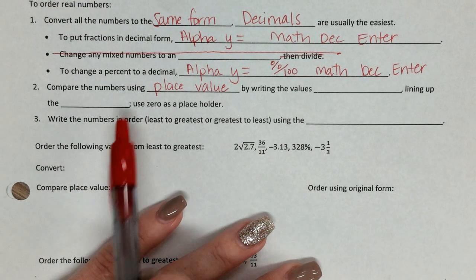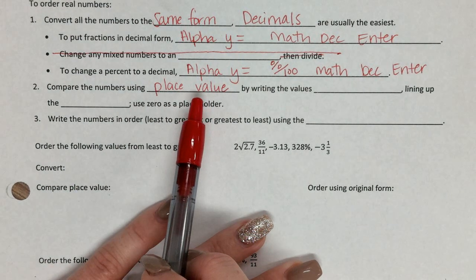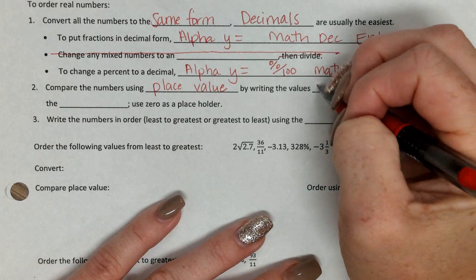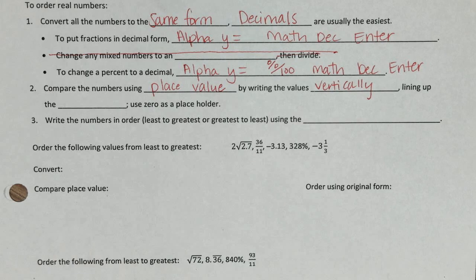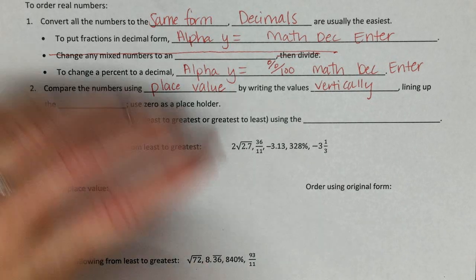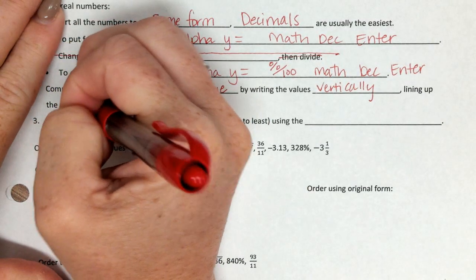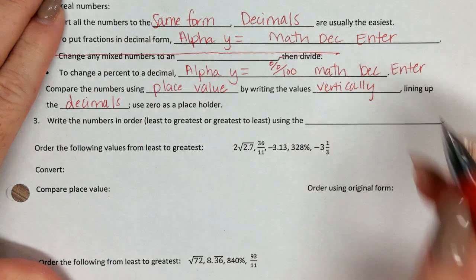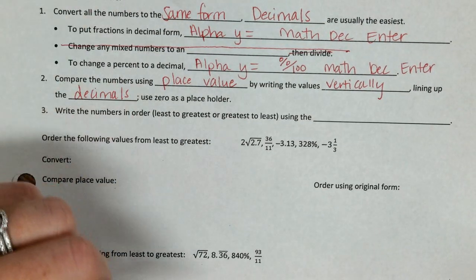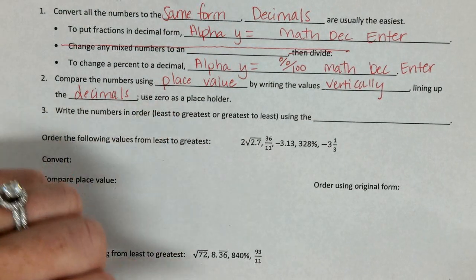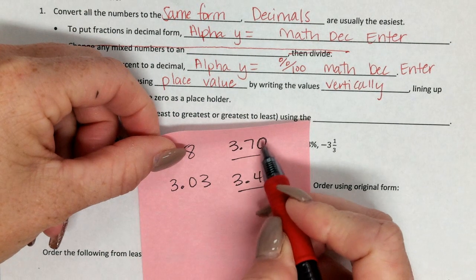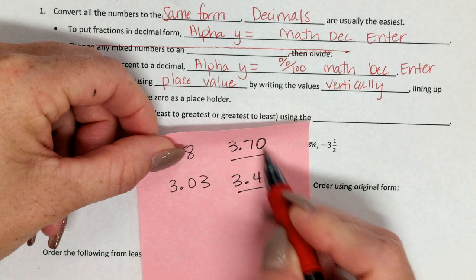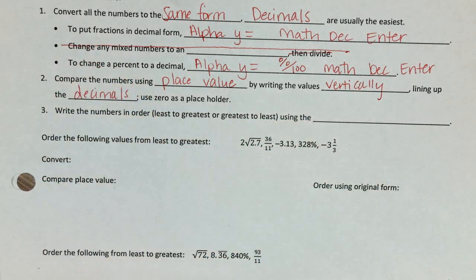All right, it says compare the numbers using place value by writing the values vertically. Now this helps to see what numbers are bigger if you stack them on top of each other and you line up the decimals. Use 0 as a placeholder, just like I showed you right here. 3.7, use 0 as that placeholder so that you can compare those two numbers.